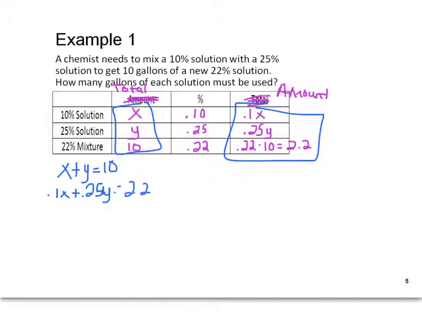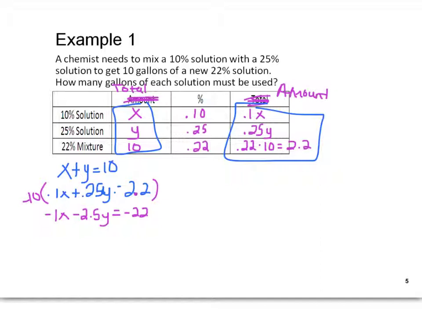And now what we can do is solve this. We could do elimination. If you realize that 0.1 is like a tenth, to get rid of a tenth, we would multiply by 10. We'd realize maybe that we could eliminate really quickly here by multiplying by a negative 10. So that gives us a negative 1x, negative 2.5y, moving the decimal one place, equals negative 22, because this is 2.2.